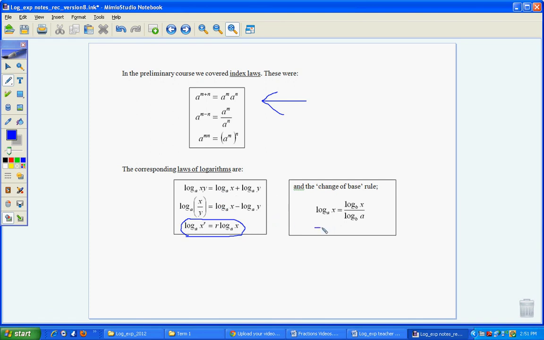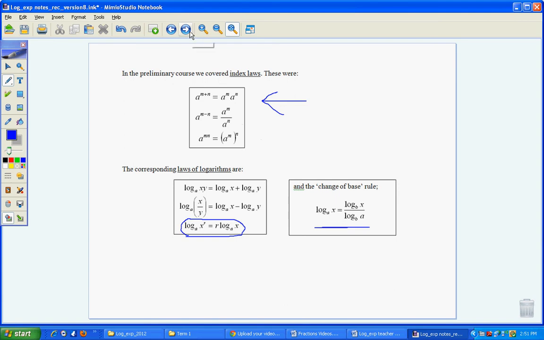The other one that we've seen and we'll revisit is our change of base rule. So log of x in base a, we can change it to log of whatever base we like, but remember we usually take e or 10 because that's what we're going to use in the calculator, and it'll be log of x over log of a.